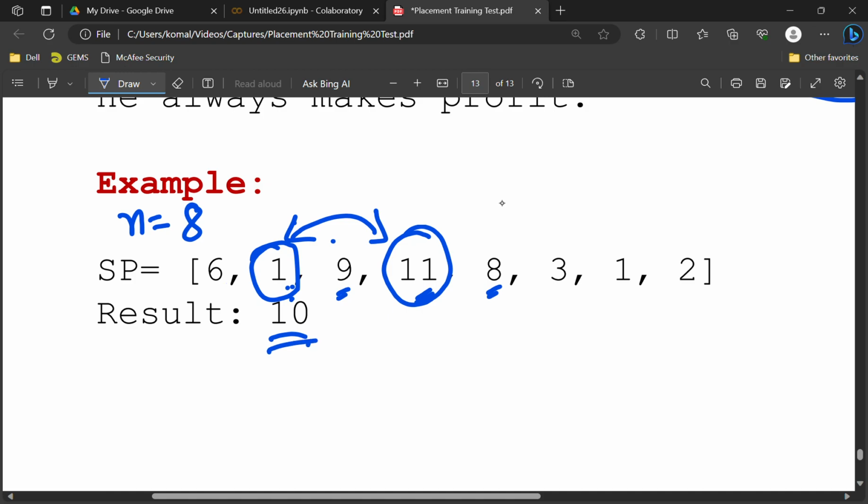I hope you understood the problem. Let us try to implement this using Python code.